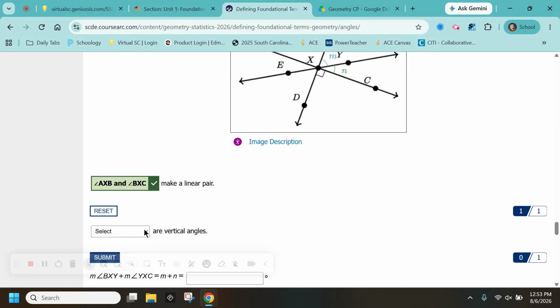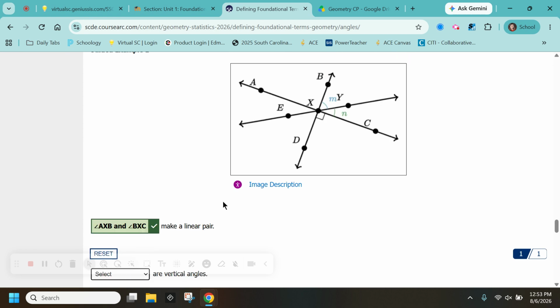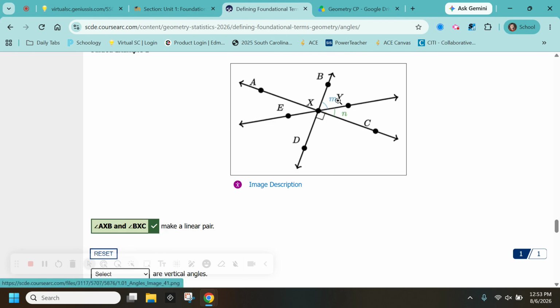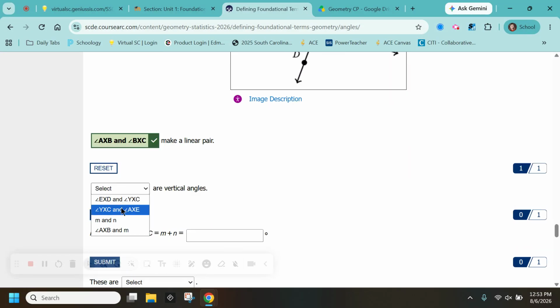Blank are vertical angles, so let's look at our options. We have EXD and YXC. EXD is this angle here, and YXC is over here, so those are not vertical. Next up, our option is YXC and AXE. So this angle here and this angle here, those are vertical angles.